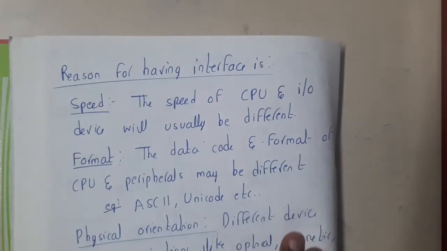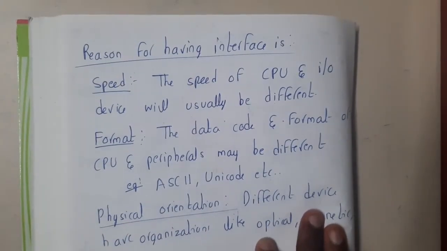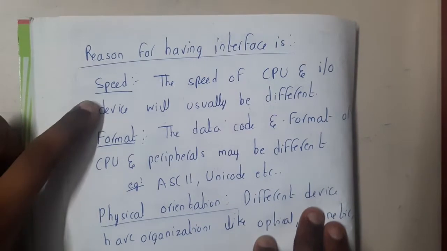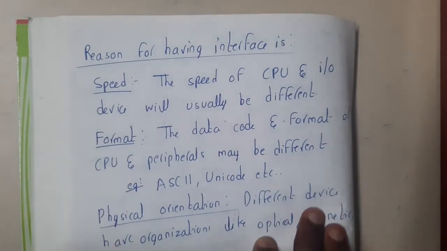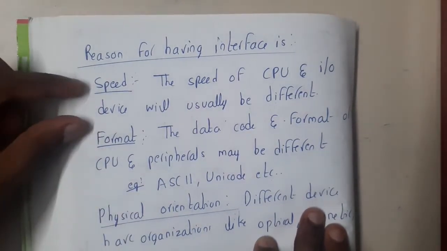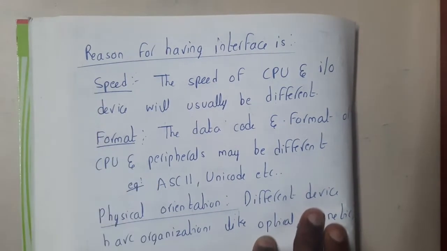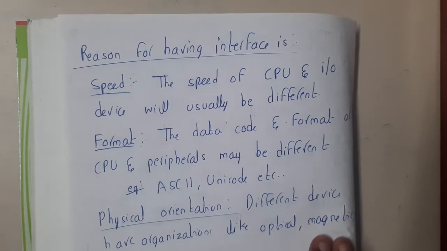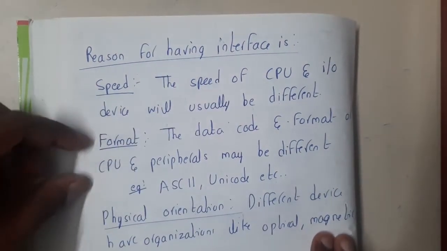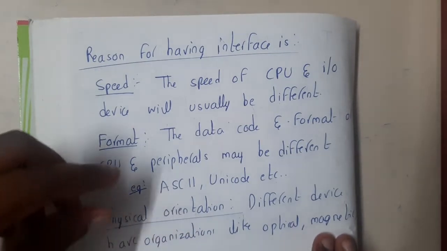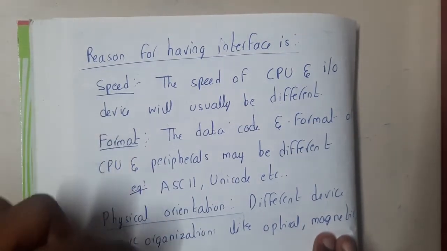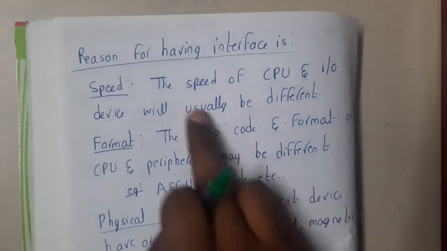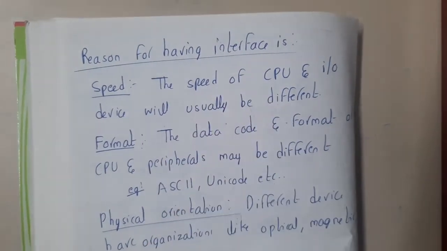Few of you might have a question: why do we exactly need this interface? I already told you, but anyway let us revise with respect to the theoretical part. The first reason is speed, guys. If you ask which device is faster, the CPU or your keyboard, obviously the CPU will be faster, right? That is the reason this interface will tell the CPU, do not waste your time, just give me a few seconds, you do this work, you can leave. So the speed of the CPU and the device will usually be different.